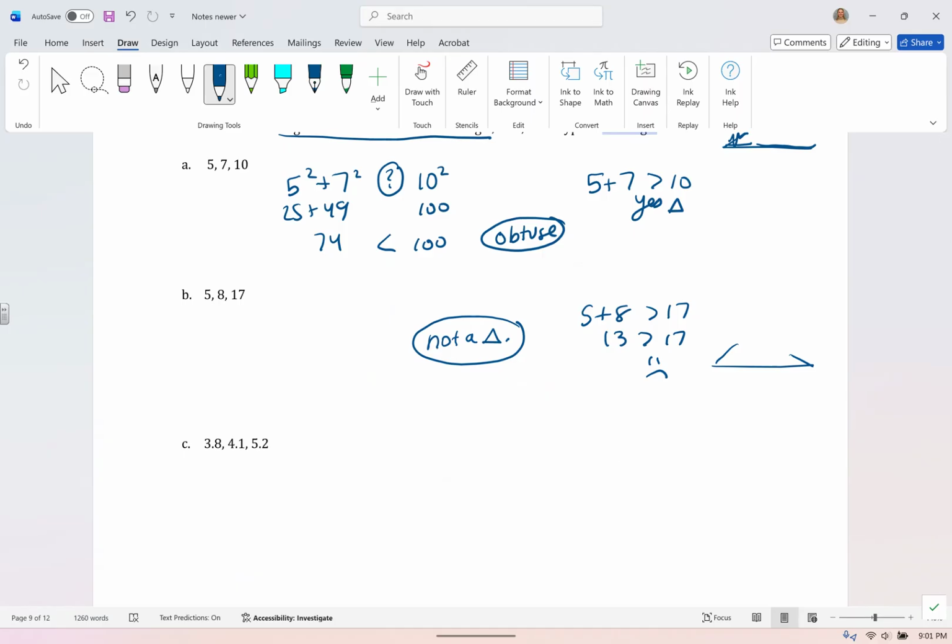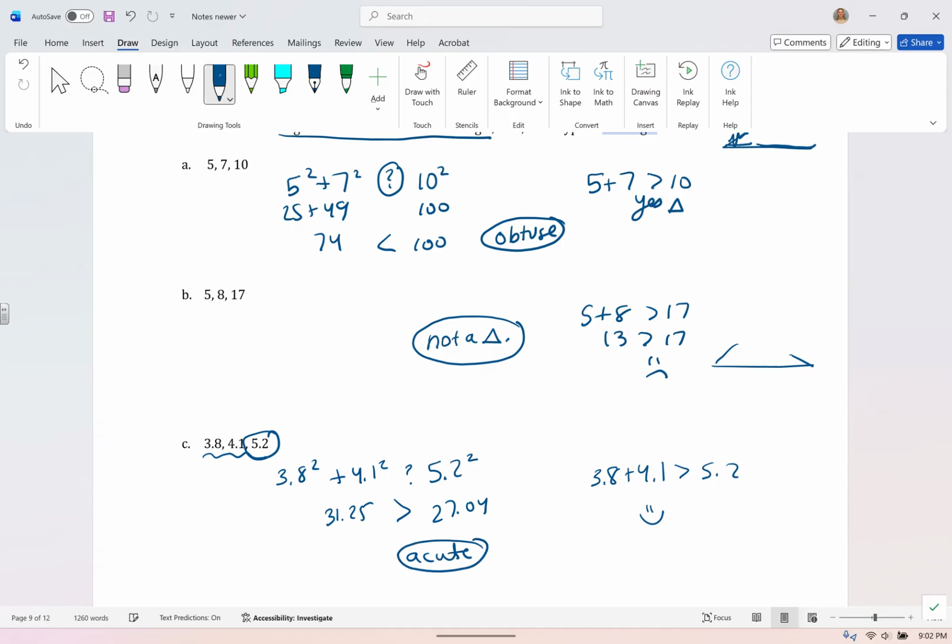Okay, so let's try this one. Is 3.8 plus 4.1, is that at least 5.2? And the answer is yes. Okay, so it is a triangle. And then we can do 3.8 squared plus 4.1 squared. I think on your homework, they don't always put the big number on the right. So don't fall for that trick. People are being sassy. So then if you do this, you get 31.25 and you get 27.04. And this is bigger, so it's greater than. So that would be acute.